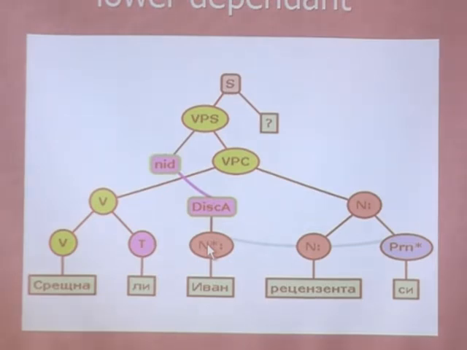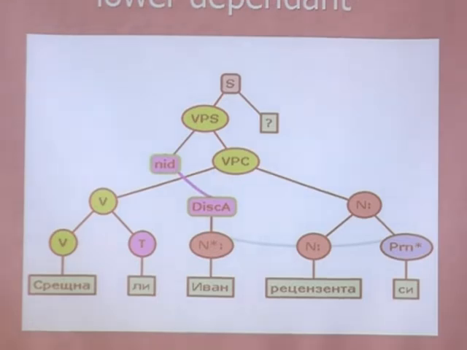And in this case, we put a label called disc A. This is one of the possible discontinuities. And then we establish this label, which says non-immediate dominance. And via this mechanism, we can say that the dependent belongs to the higher head-subject phrase.